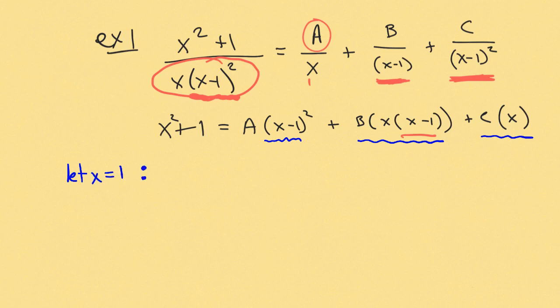And if I let x equal 1, I want to see what happens to this equation. On the left side, I get 1 squared plus 1, so I get 2. On the right side, when I have x equals 1, the first term here becomes 1 minus 1 is 0. This is just 0. Plus, here I have 1 minus 1 is 0, so I'm going to have 0 in that term, plus C times 1, or just C. Well, look at that, we just solved for C. I now know that C equals 2.